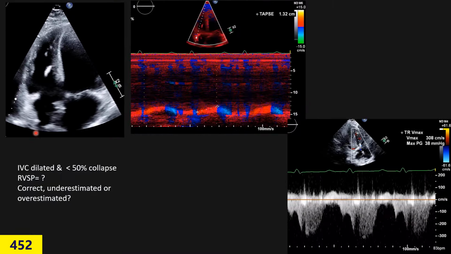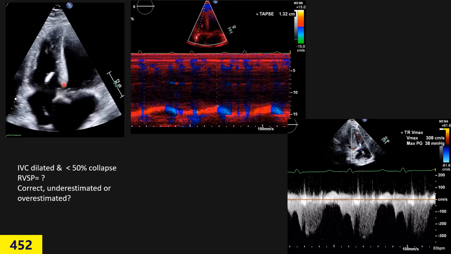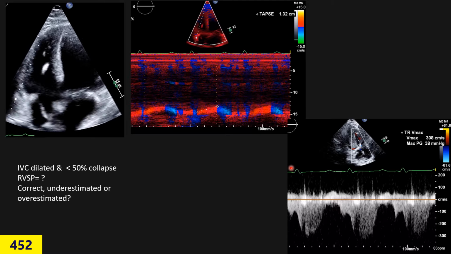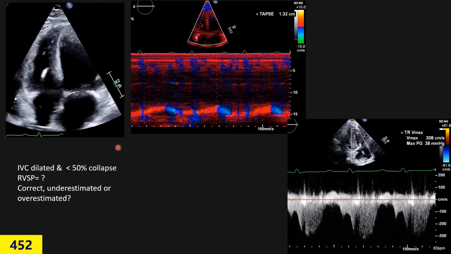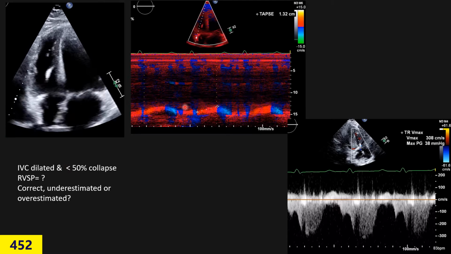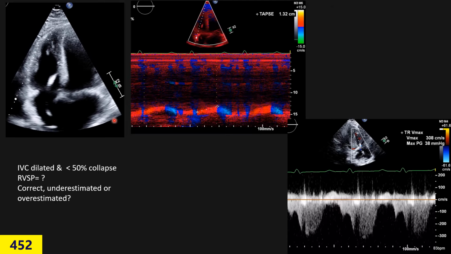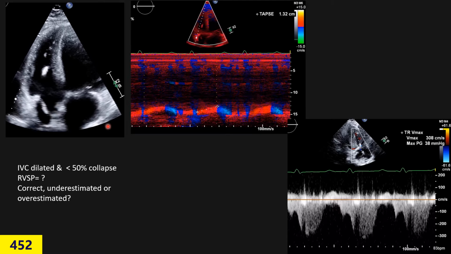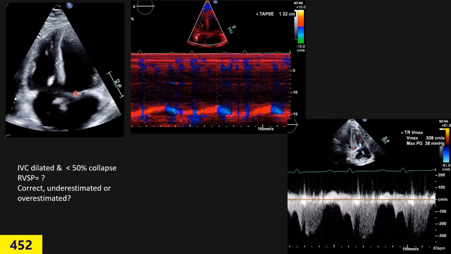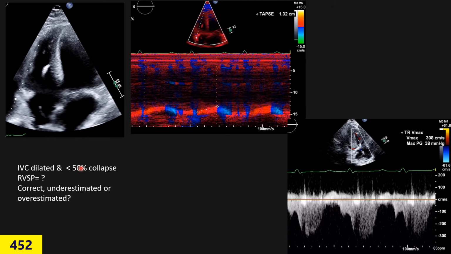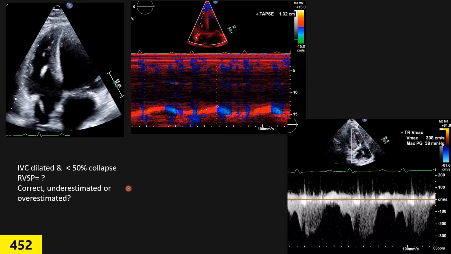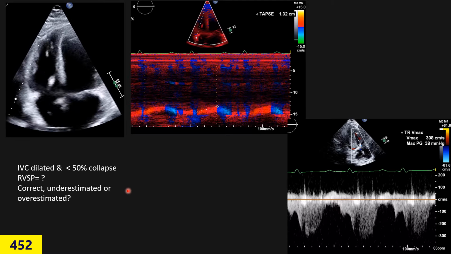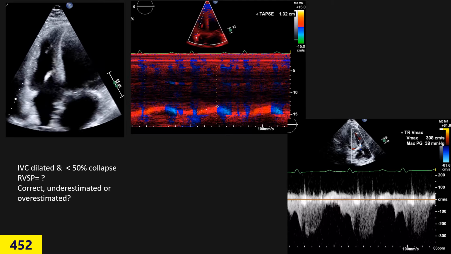Here we have for the right ventricular function TAPSE and TR. And IVC was dilated, but collapsibility less than 50%. How much will be the RVSP, right ventricular systolic pressure, based on the echo calculated and based on the number and this finding? Is the number that we calculate underestimated, overestimated, or almost completely correct?